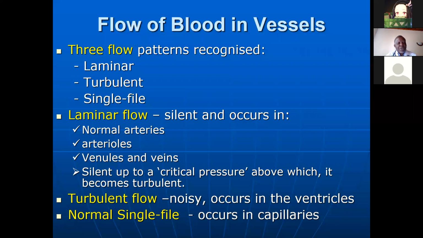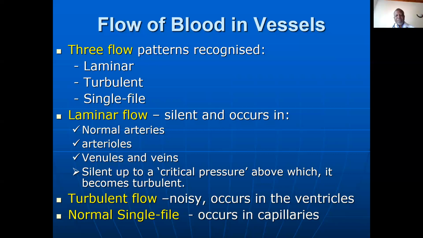It happens in normal arteries, arterioles, venules. It happens in veins. It also happens in smaller caliber veins. One thing to recognize, however, is that if you compress a large vessel, a good example is a brachial artery or even the femoral artery, to a level where you disfigure the aperture or the lumen of the vessel, then in fact you convert laminar flow into noisy flow, so that if you put a stethoscope over the vessel that is compressed, you actually begin to hear some noise. And that's the principle we use when we measure blood pressure.